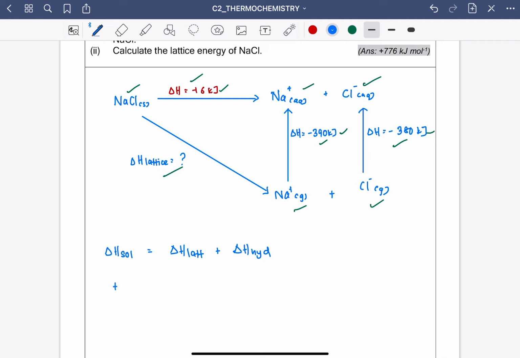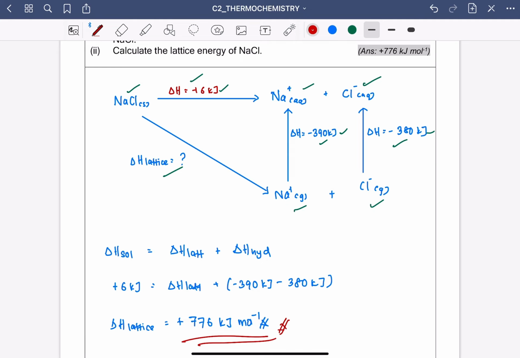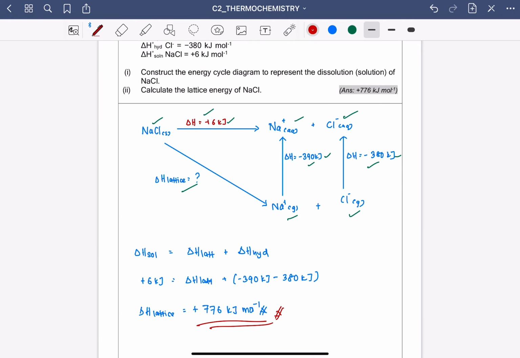So we have here positive 6 kilojoule. We don't know this. Plus negative 390 kilojoule minus 380 kilojoule. Okay. So you calculate it, and you get enthalpy lattice equivalent to positive 776 kilojoule per mole. You might wonder, madam, this is not enthalpy of whatever, right? But lattice energy is also referring to 1 mole. Therefore, you must write the unit per mole. And there you go, you have this.